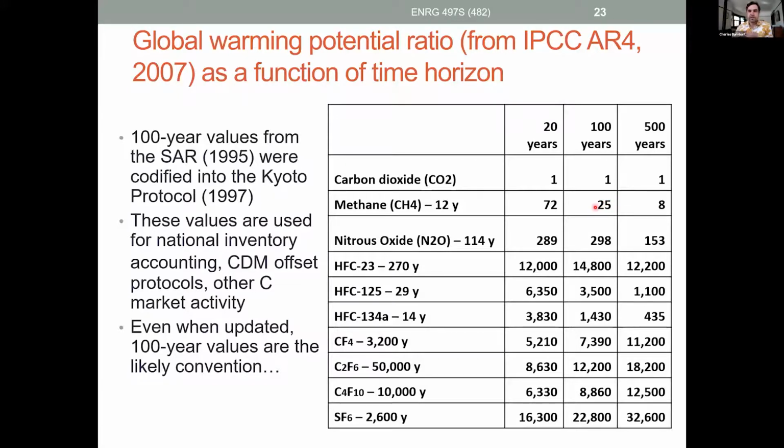You don't have to worry about those integrals or all that other complicated stuff. You just take how much mass of the gas you're interested in was emitted, multiply it by its GWP, and now you have its carbon dioxide equivalent, or CO2e. So for methane, 2 kilograms equals 50 kilograms CO2e.